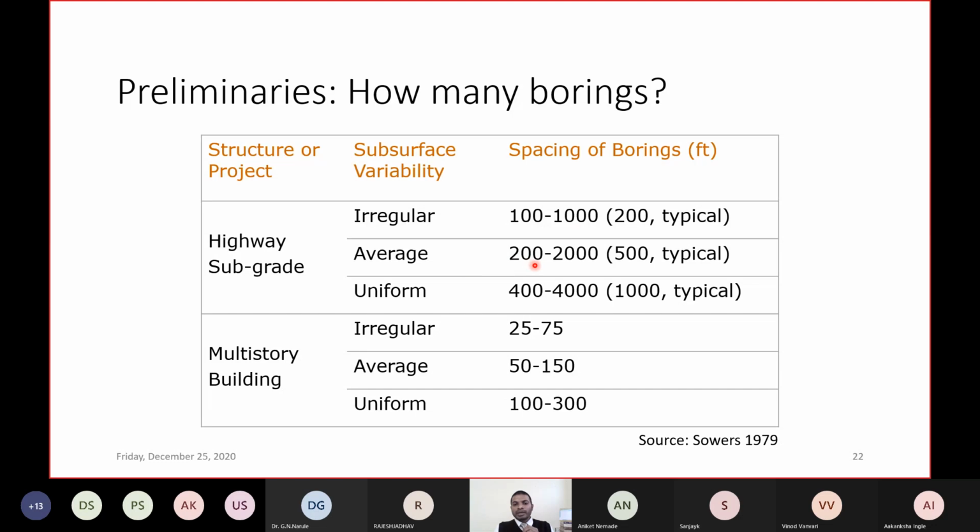For the average subsurface variability, it is only 200 to 2000, and for uniform, it is 400 to 4000. Similarly, for a multi-storied building, 25 to 75 for irregular, 50 to 150 feet for the average, and 100 to 300 for the uniform subsurface variability. So typically, based on the type of structure and the area available, we should design the locations.